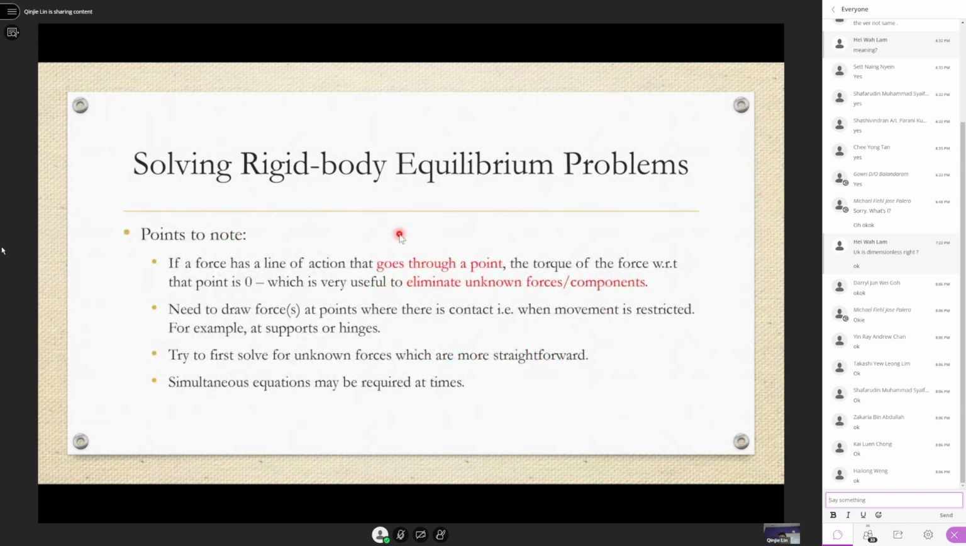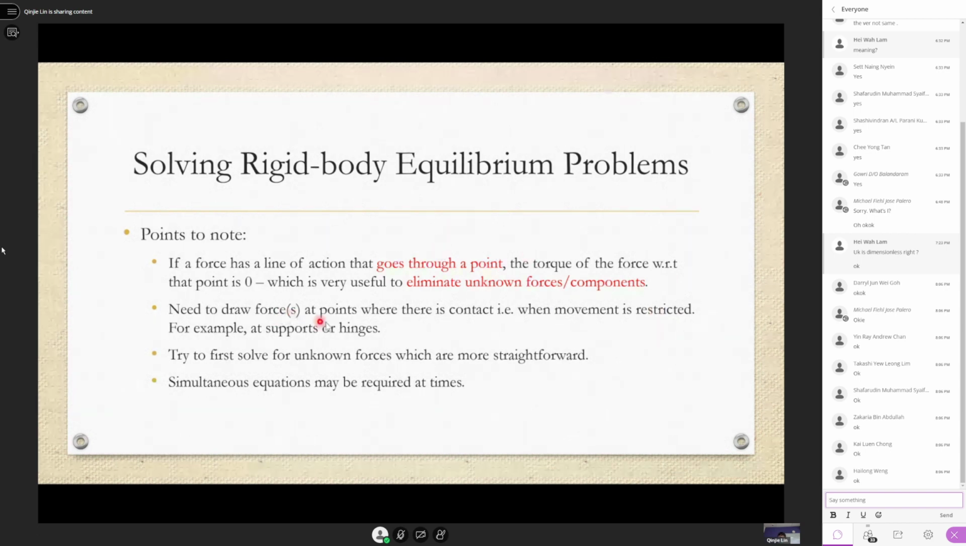So some points to note, which will be clearer later as you try to do examples. If a force has a line of action that goes through a point, the torque of the force with respect to that point is 0, which is very useful to eliminate unknown forces and components. As we know already, if the force cuts through a point, there will be no torque around it, because it's cutting through the rotation point itself, the axis of rotation. So that's a very useful property.